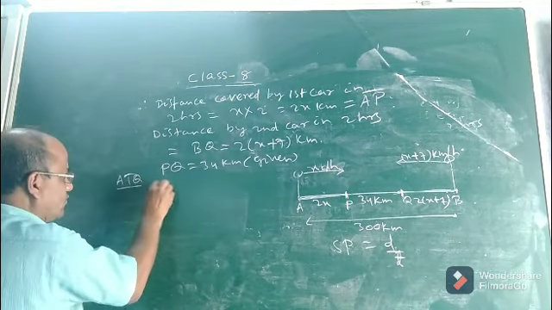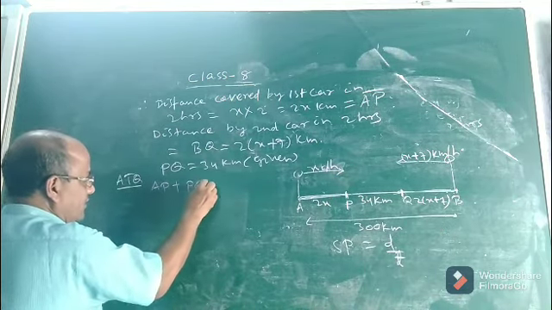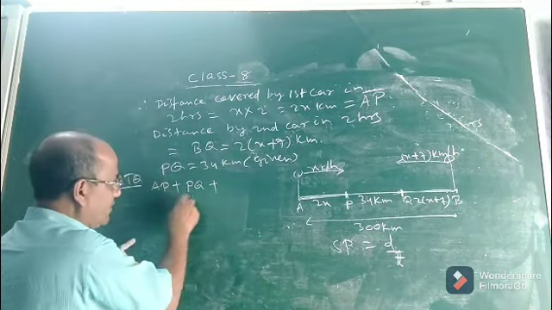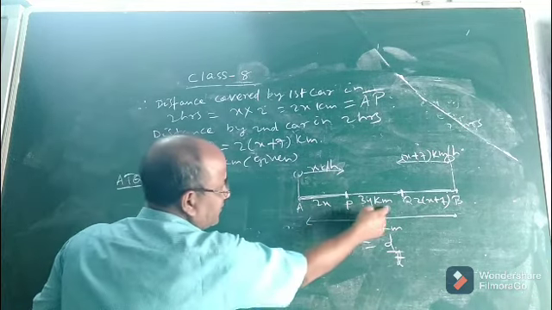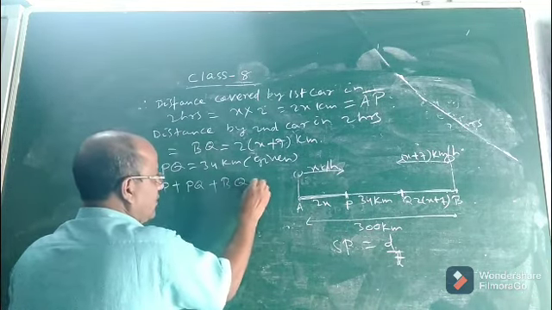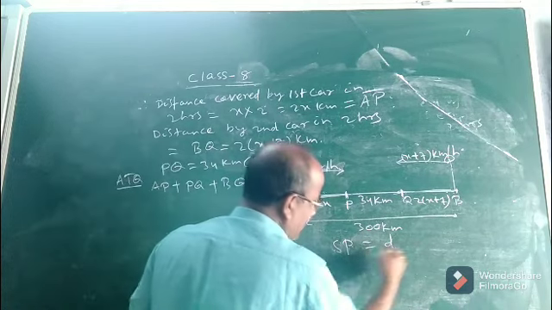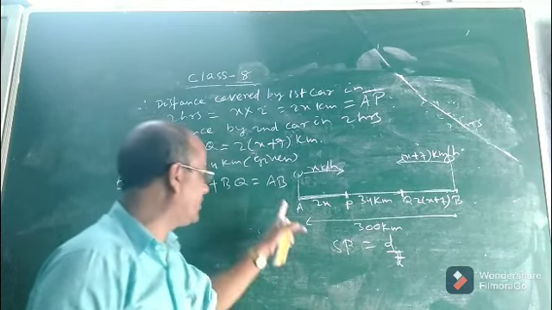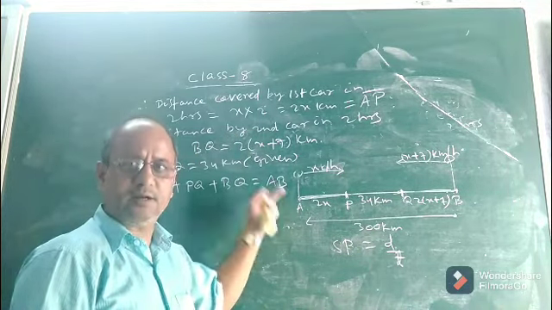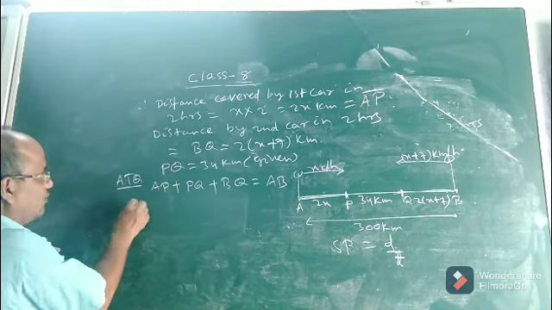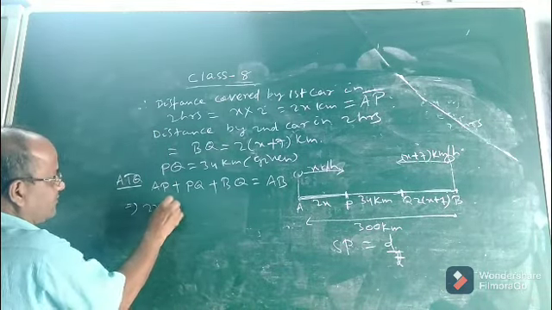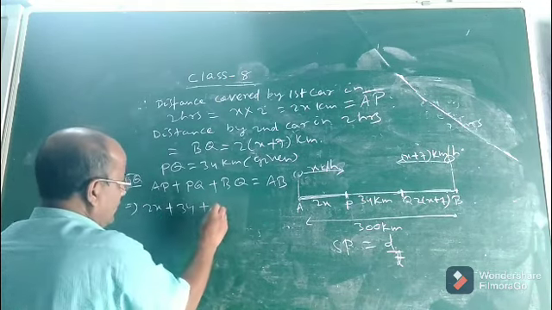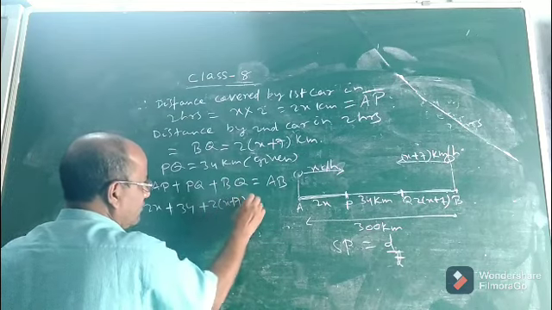According to the question, because we have to form a linear equation, only then can we find the value of x. So AP plus PQ plus BQ will be equal to AB. And what is the length of AB? It is 300 kilometer. The distance between the two towns A and B is 300 kilometer. So in place of AB we will write 300 kilometer. Now put the values. AP is 2x, PQ is 34, and BQ is 2 into x plus 7, which is equal to 300.